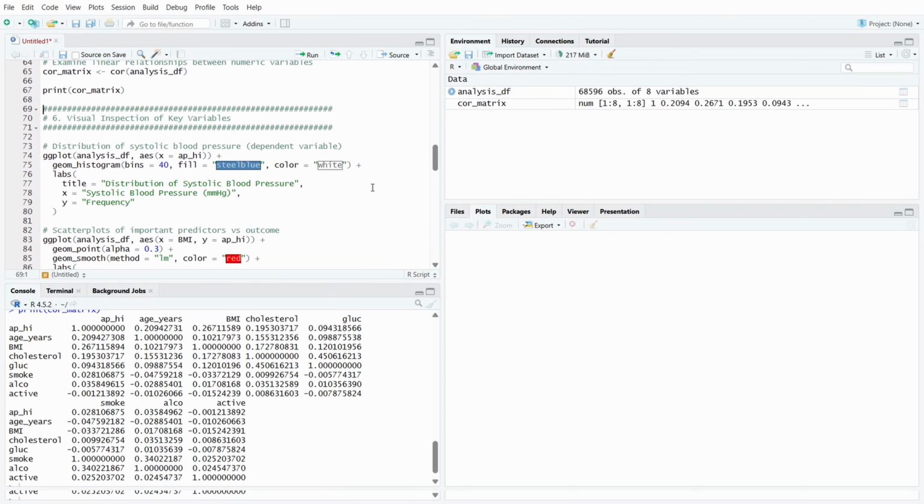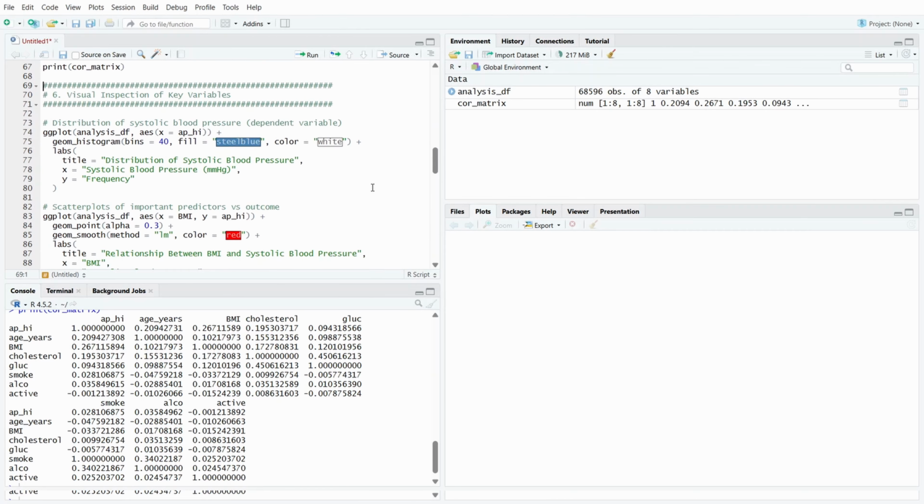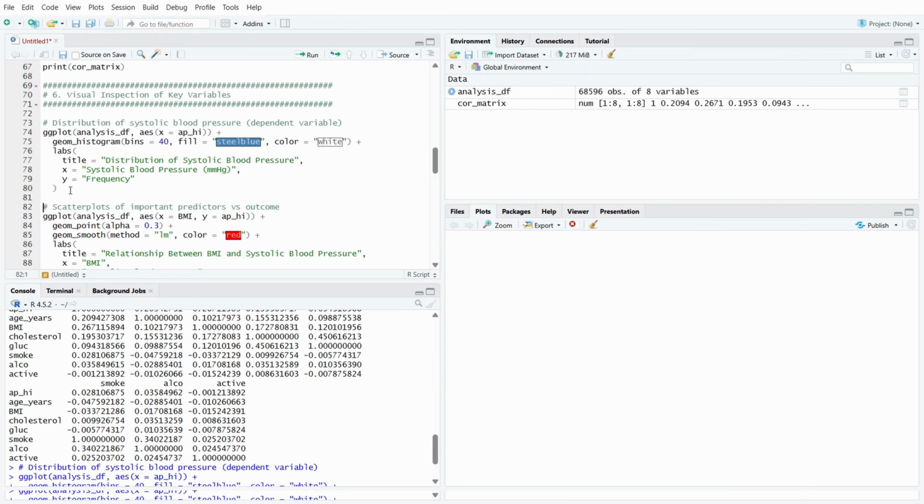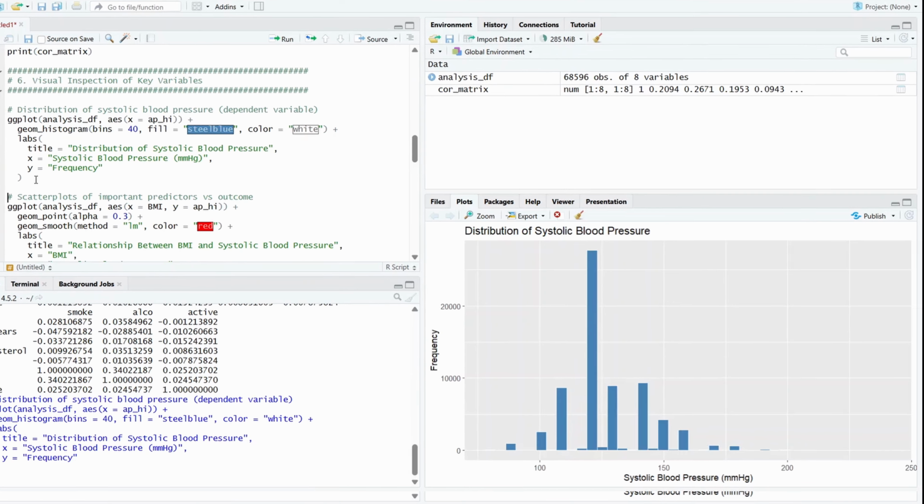We then visualize some of the key variables, starting with the distribution of systolic blood pressure using a histogram. This allows us to see whether the outcome variable is approximately normally distributed or skewed.